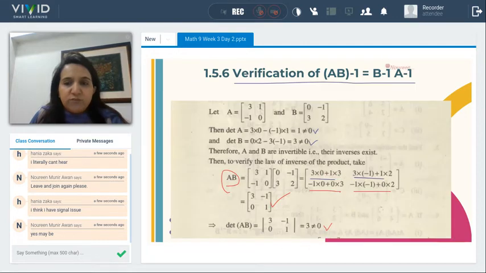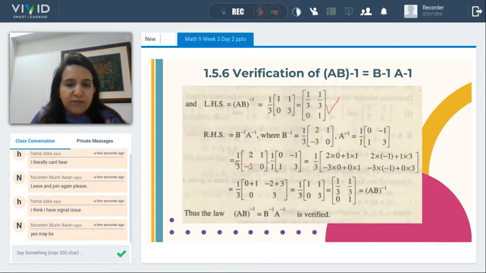राइट हैंड साइड क्या है? राइट हैंड साइड वाज B इनवर्स इनटू A इनवर्स. अब पहले B इनवर्स लेना है. डिटर्मिनेंट फाइंड आउट कर चुके हैं, दैट इज 3. इसका मतलब वी कैन फाइंड आउट द इनवर्स ऑफ B. पहले इसका एडजॉइंट लेना. एडजॉइंट होगा 2 0 1 3. दिस विल बी डिवाइडेड बाय 3. हर एलिमेंट 3 से डिवाइड होगा और फिर B इनवर्स और A इनवर्स को एंड पे मल्टीप्लाई कर देंगे.